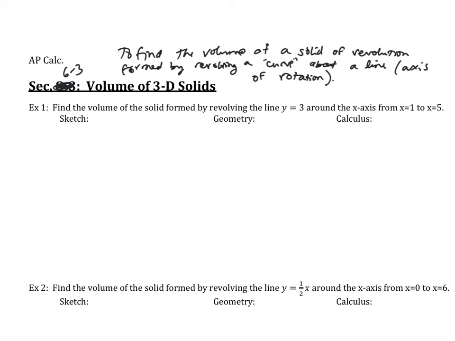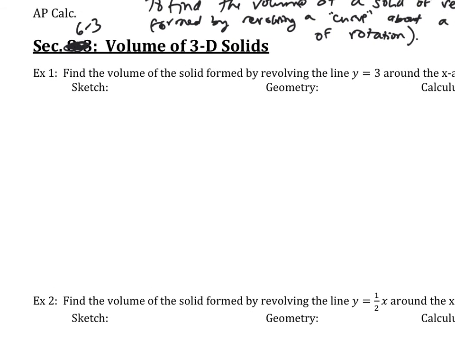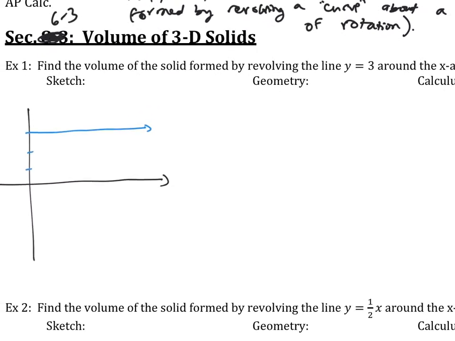So the first question I have is: find the volume of the solid formed by revolving the line y equals 3 around the x-axis from x equals 1 to x equals 5. So yes, I do want you to sketch this. You don't have to be great pictures, but I think it's important that we visualize what's happening here. So y equals 3, I'll draw it with you. So there's my line y equals 3, and I'm going to go from x equals 1 to x equals 5.